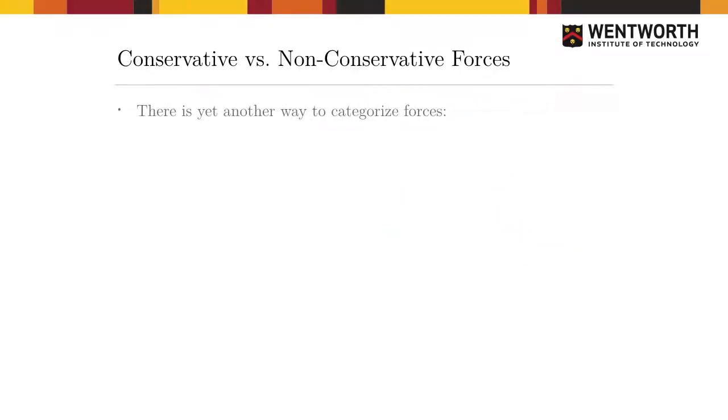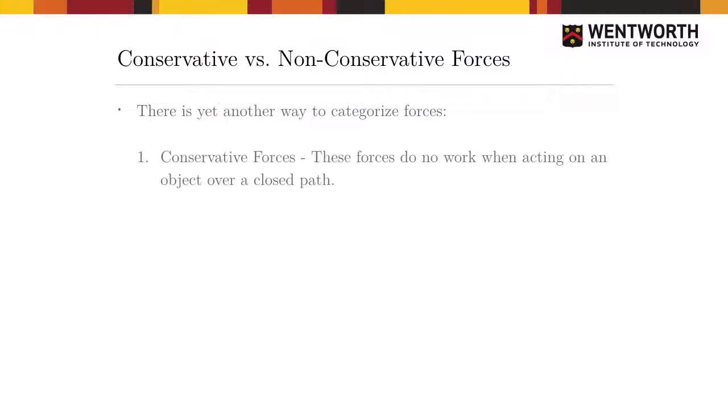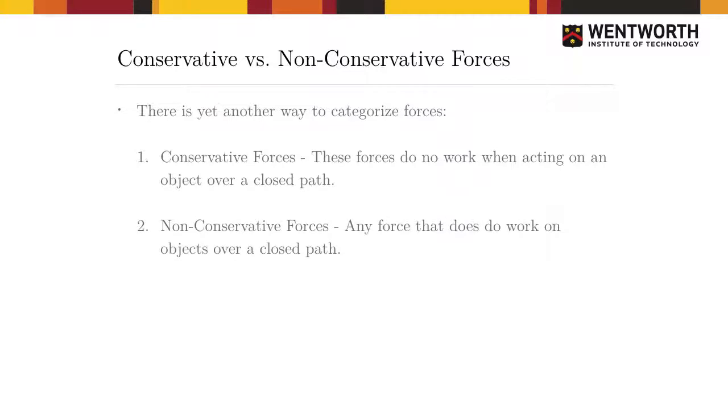So what are these new categories? I'll start by defining what these categories are, and then we'll dive into the details. A conservative force is any force that does no work when acting on an object as it traverses a closed path. A non-conservative force is simply anything that isn't a conservative force. In other words, any force that does do some work over a closed path.